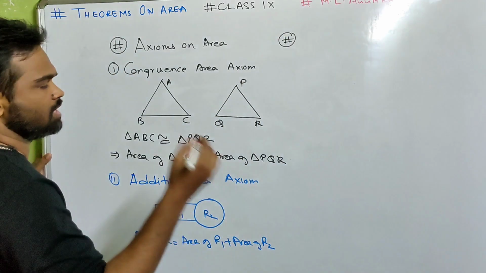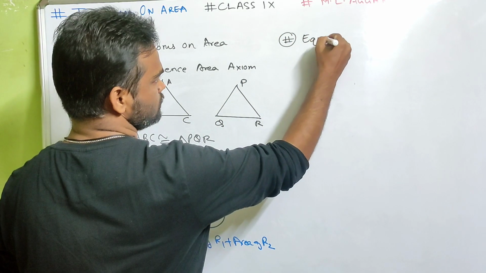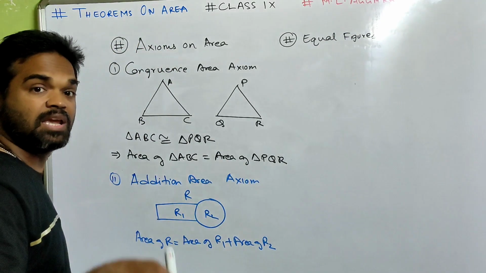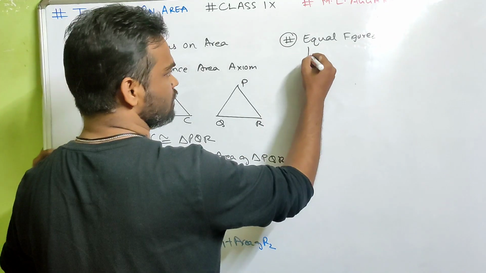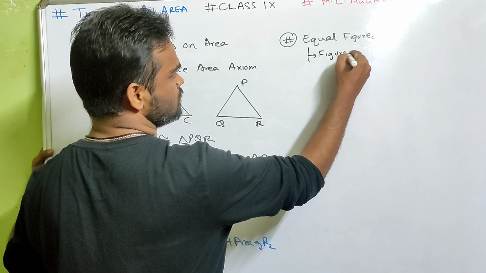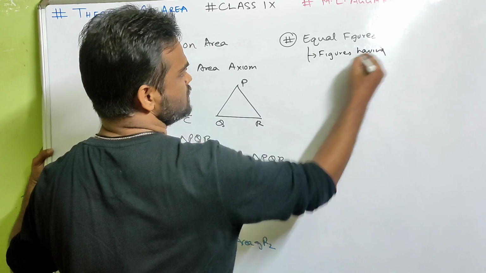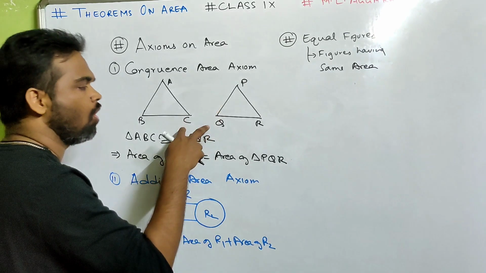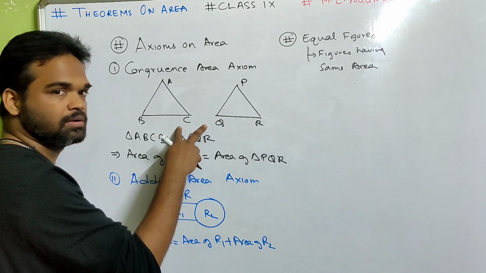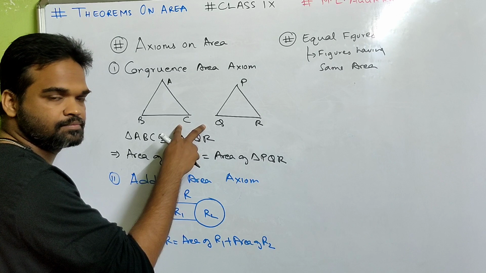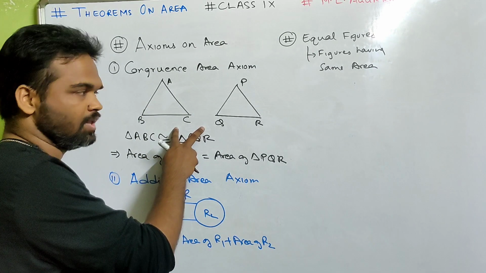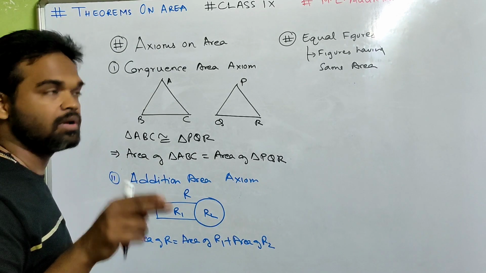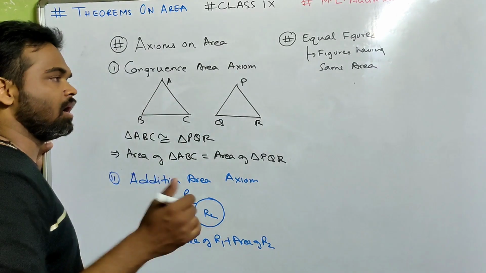When do you call figures equal figures? When two figures have the same area, figures having the same area are known as equal figures, which means all the triangles which are congruent are equal figures because the areas are the same. We know that. But there can be a case that two triangles are not congruent but they are equal figures. How? Just look.